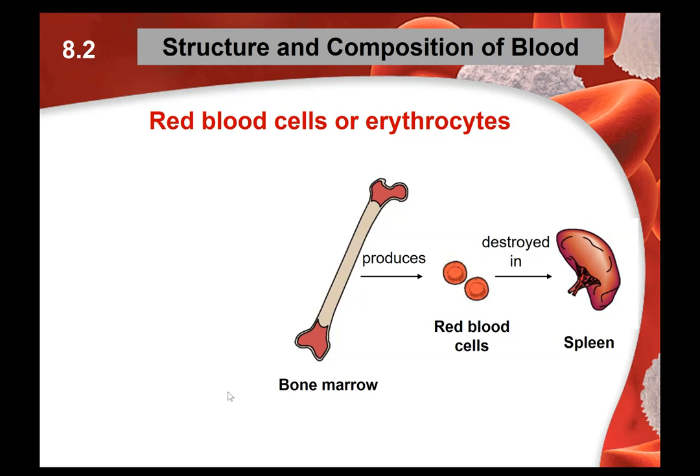Right. So much about plasma. So let's move on to the next type of blood cell, which is red blood cells. Red blood cells comprise 99% of cells in the blood.